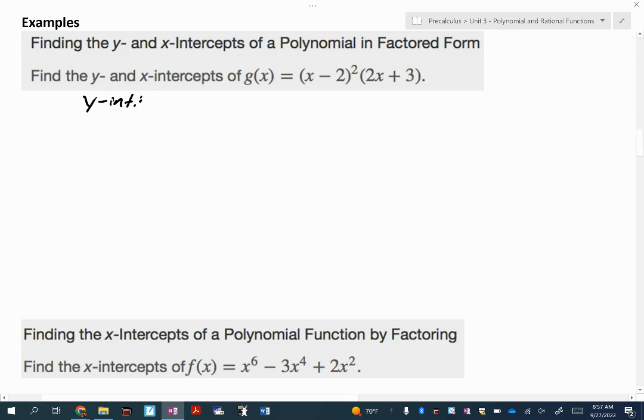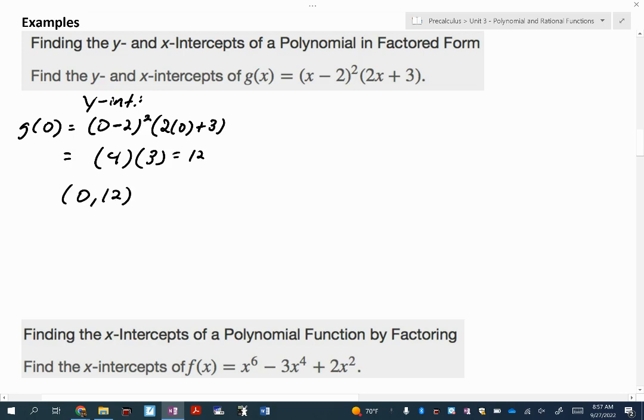So I'm going to plug in 0. So g of 0 is 0 minus 2 squared times 2 times 0 plus 3. That's going to give me negative 2 squared, which is 4, and then this is times 3. So my y-intercept is 0, 12.